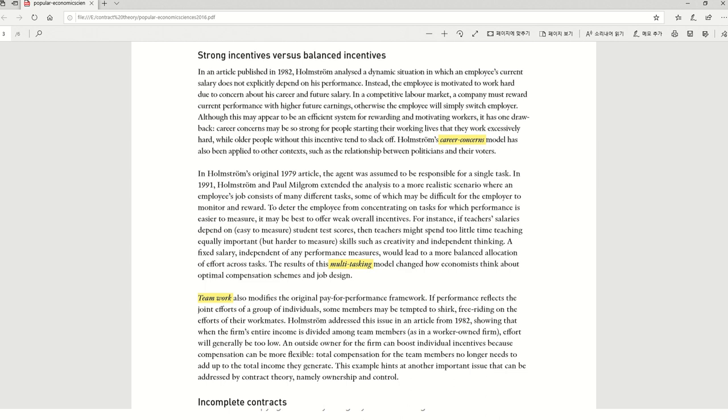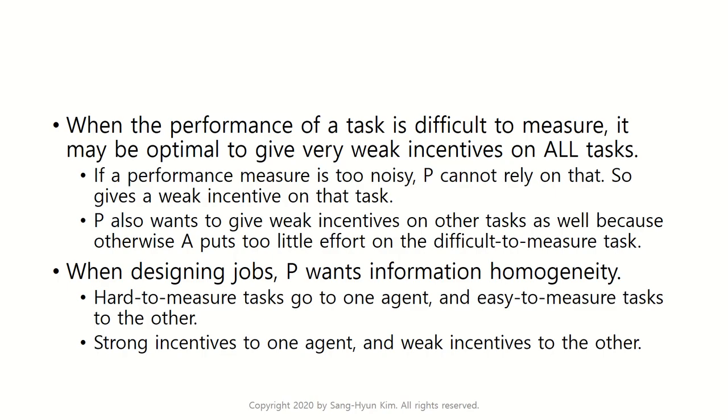But I really wanted to talk about the adverse selection problem, because it is such a central problem in contract theory. Okay, let's go back to this slide. So now you can see why we are discussing this multitasking problem.